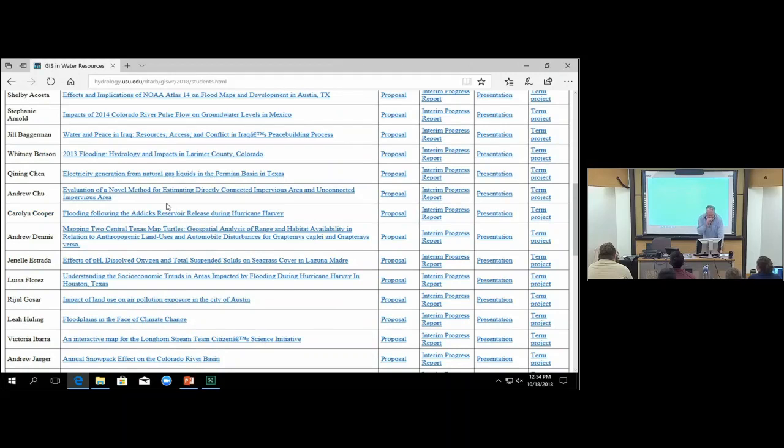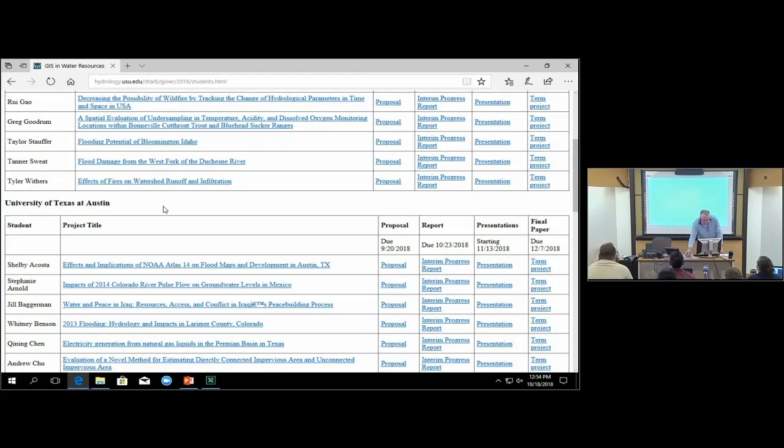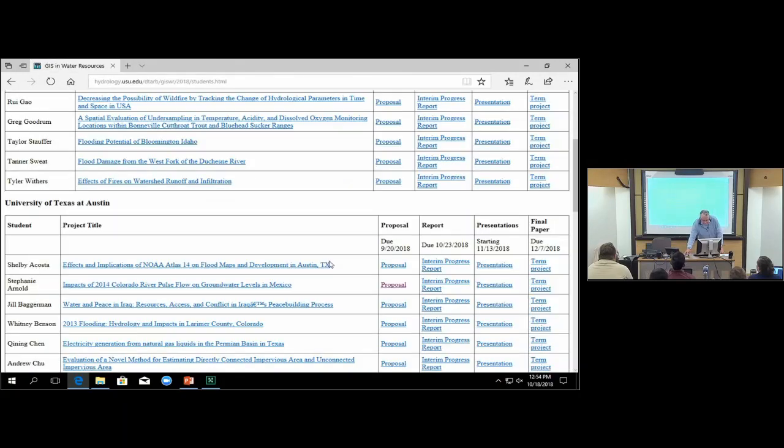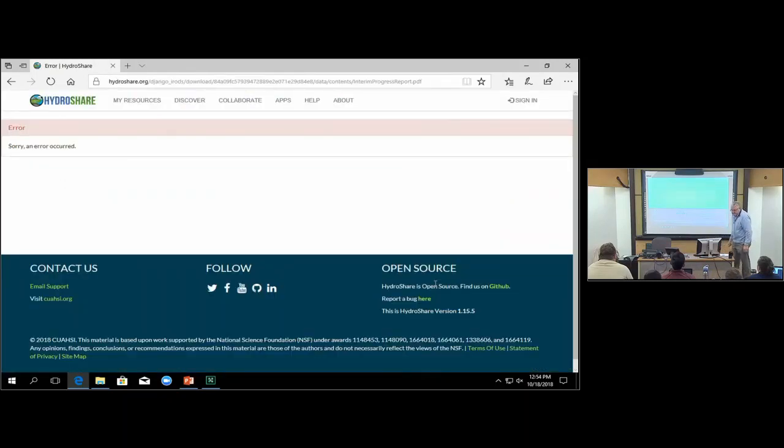I figured out a script to automatically generate this file. If you hover over one of the things that says proposal, you'll see it gives a link to the proposal.pdf in your HydroShare resource. If you hover over the interim progress report, you see the file that you have to add has to be named interim progress report. Since it hasn't been added, it'll give an error until that student adds it.